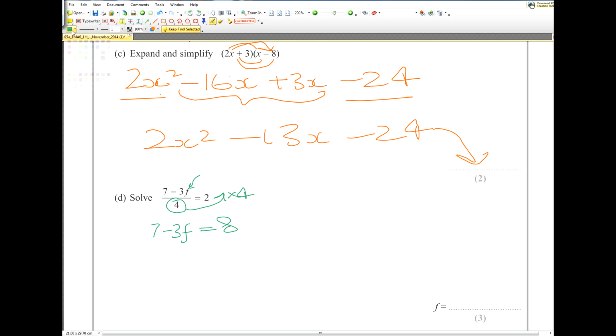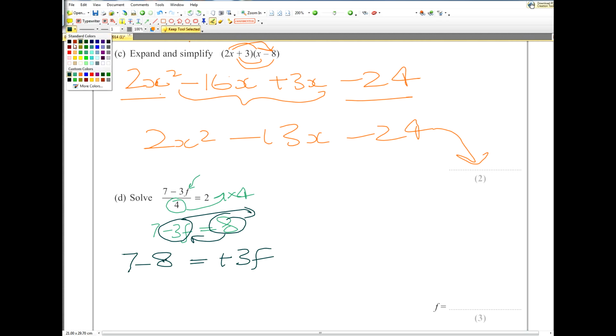So let's circle now the minus 3f and take that to the side. Let's just swap side for the moment to make it positive. So we now have 7 was plus 8 becomes minus 3f was minus 3f now becomes plus 3f. We happy with that? Okay, now what do we do next?